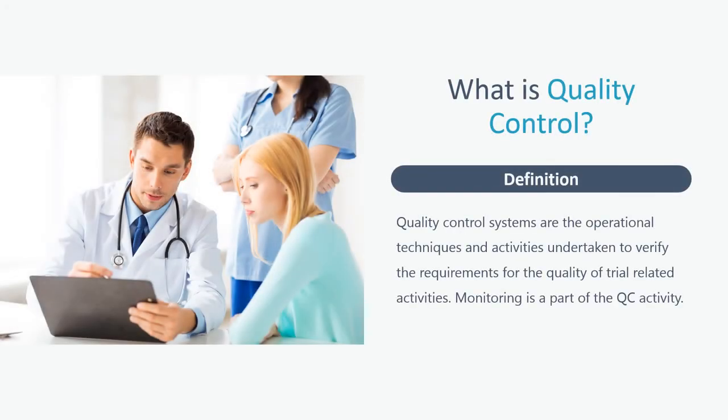In order to fully understand monitoring, first, one must have a better understanding of what quality systems are, and what their purposes are. Quality control systems are the operational techniques and activities undertaken to verify the requirements for the quality of trial-related activities. Monitoring is a part of the QC activity. Monitoring activities are undertaken by the trial members themselves. Audit is an inspection undertaken by personnel independent of the trial in accordance with the protocol of the study and Standard Operating Procedures, or SOP. It is part of a QA activity.